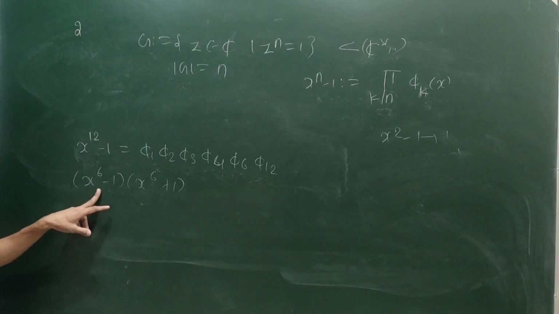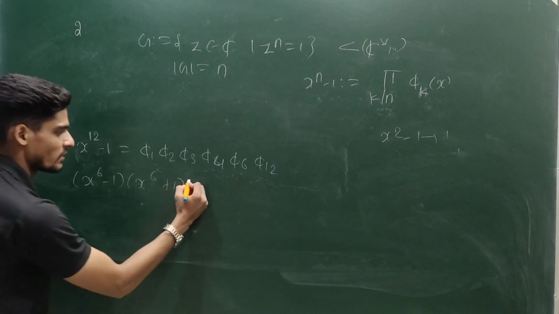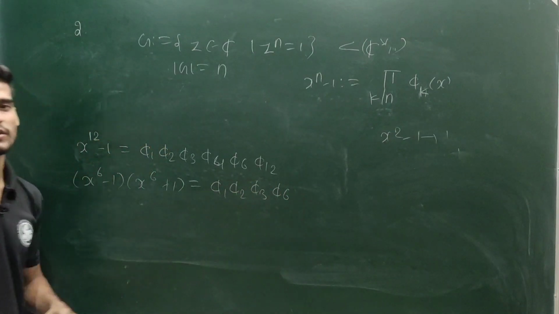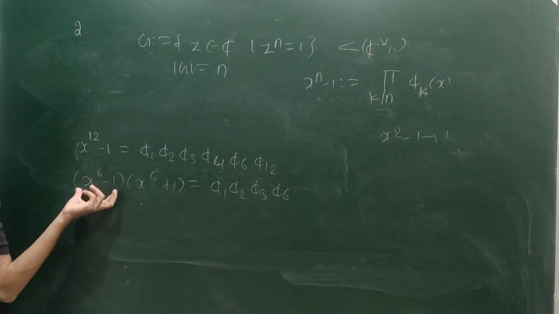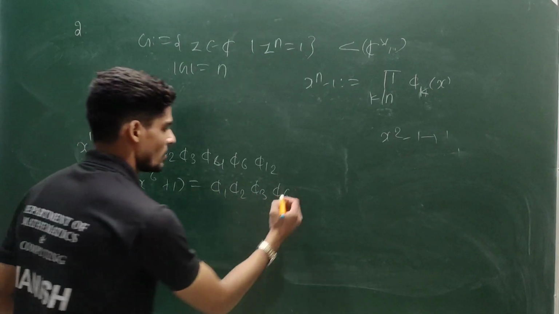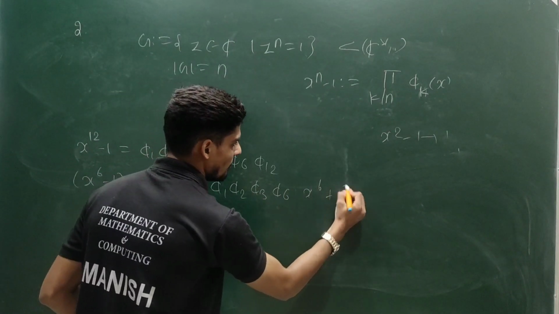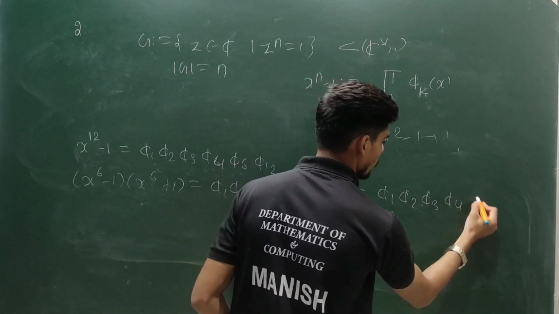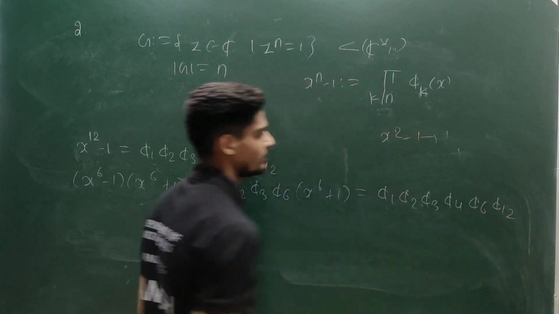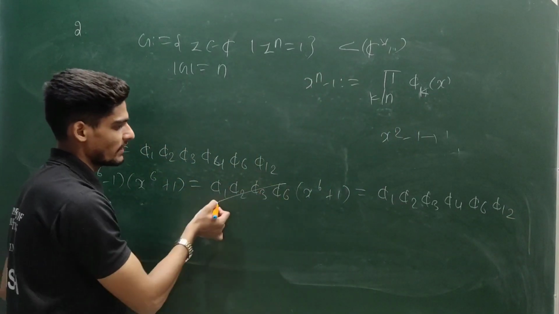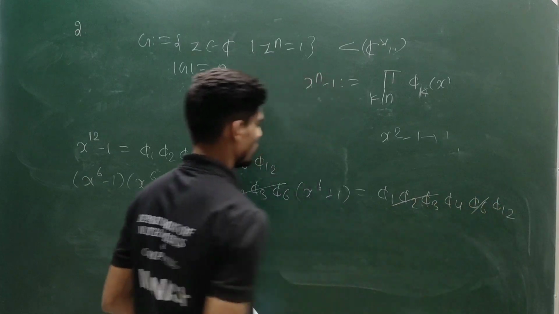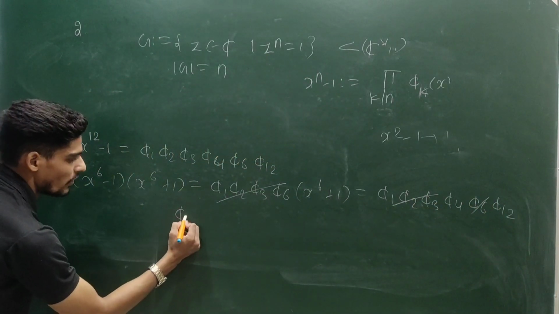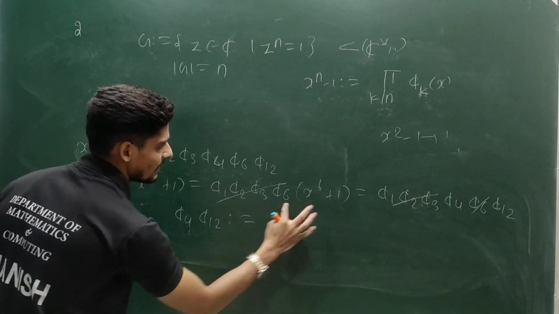But this x^6 minus 1, you know how to express this. This is the same as Φ1, Φ2, Φ3, Φ6, because these are the positive divisors of 6. So this equation can be expressed in this form. Now x^6 plus 1 is the same as Φ1, Φ2, Φ3, Φ4, Φ6, Φ12. You can cancel these 4 factors. Now you have this factor and this factor. So you have to compute Φ4 Φ12, which is the same as x^6 plus 1.